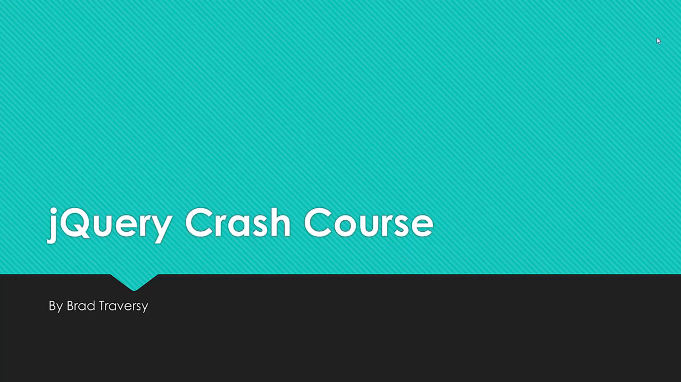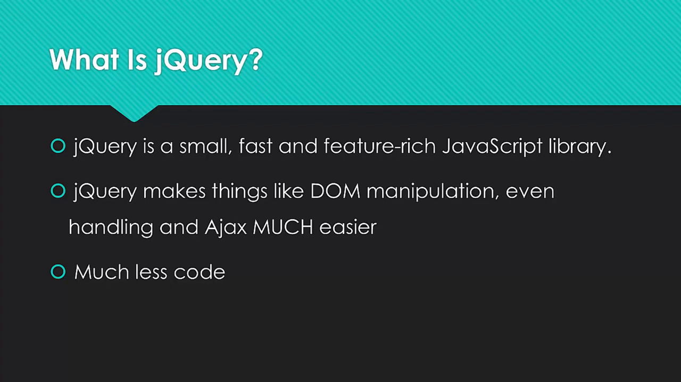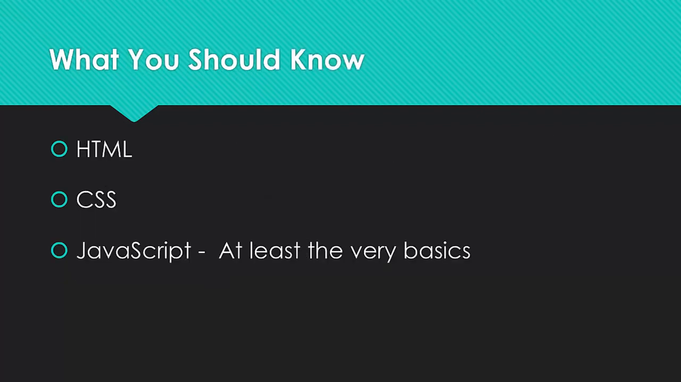Now, before we get started, I just want to go over a few things before we jump into some code. So first of all, I want to talk about what jQuery actually is. It's a small, fast, and feature-rich JavaScript library, and it makes things a lot easier, such as DOM manipulation, event handling, AJAX, and much more. And it allows us to create extensive functionality with much less code than if we were to just use regular JavaScript.